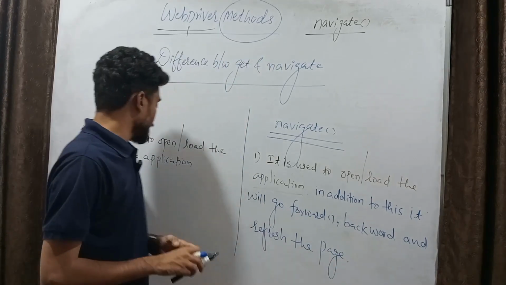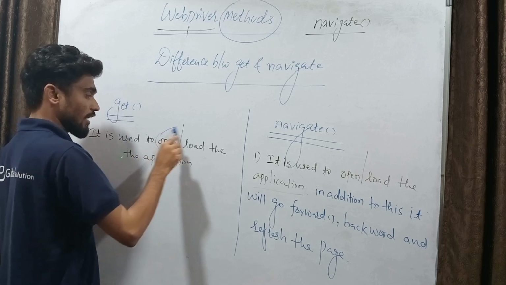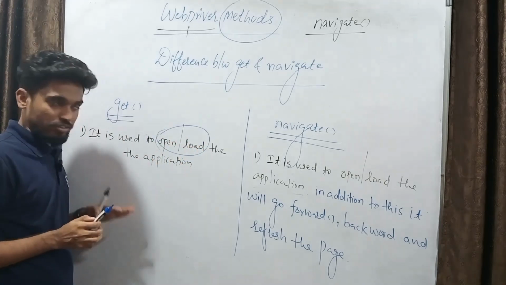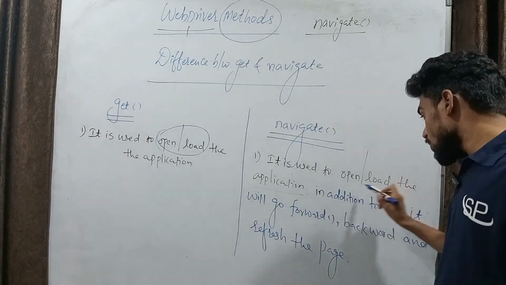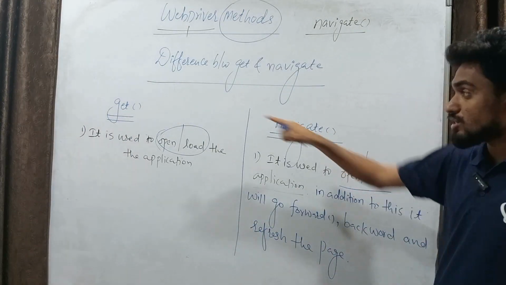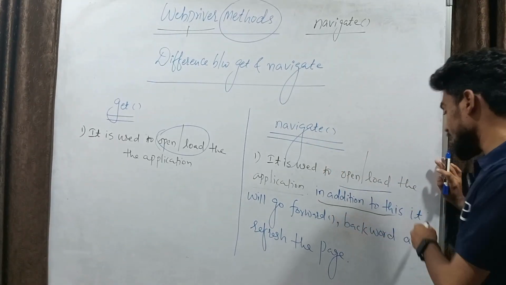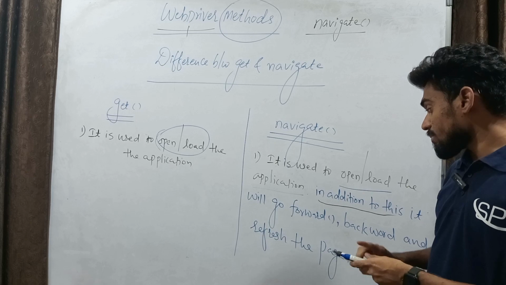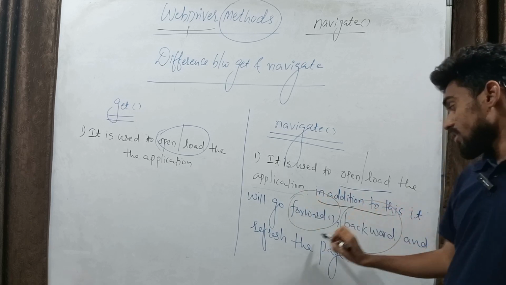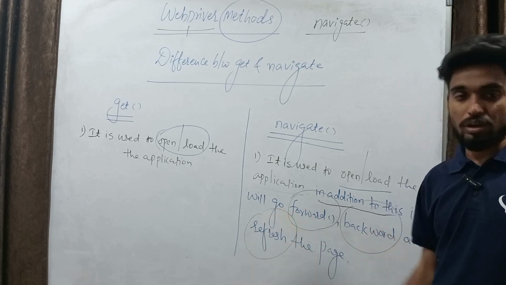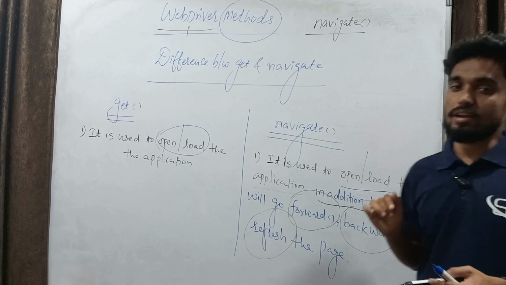Okay, see what the get is doing. Get is simply loading the application. It is responsible to load the application only. But the navigate method, observe carefully, it is loading the application as usual like your get method, but in addition to that it is doing the forward operation, even backward operation, even refreshing the page. Are you understanding? So this is the difference between get and navigate method.